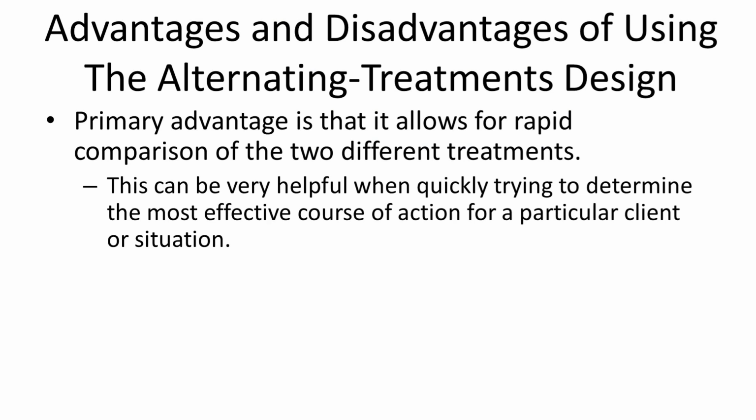And as you can imagine, by having a single observation of baseline followed by a single observation of treatment, you could establish a cause-effect relationship. You could establish the existence of treatment effects in just two observations. So you can rapidly identify those kinds of effects using the alternating treatments design. This can be very helpful when you want to quickly determine what the most effective course of action is for a particular client or certain situation.